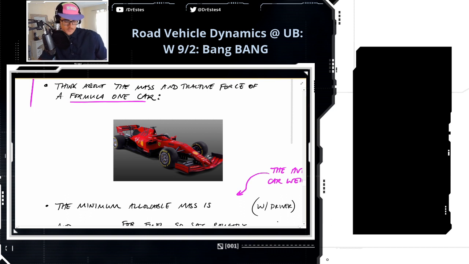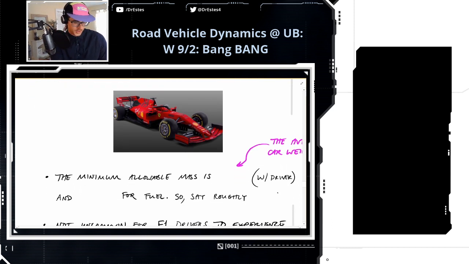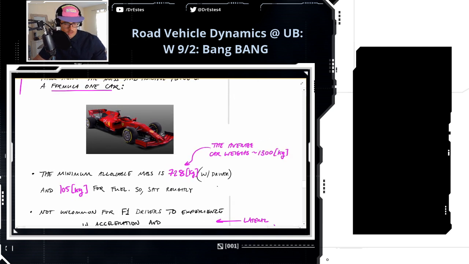Let me look this up. Okay, so for formula racing, the last I checked, the minimum allowable mass for your car is 728 kilograms with a driver. And for fuel, 105 kilograms. Now, to give you some perspective, the average car, your average passenger vehicle, is 1,300 kilograms. It's almost two times as heavy. All right, so a formula car is really light. The goal is to maximize acceleration.